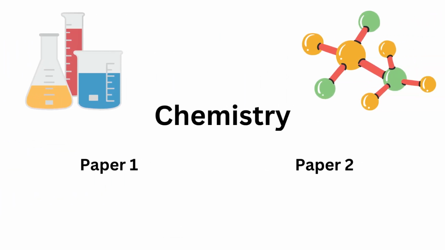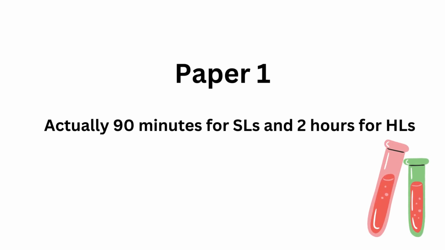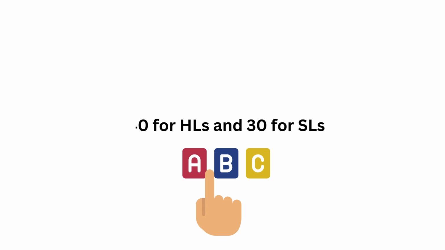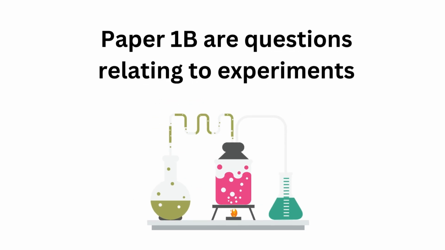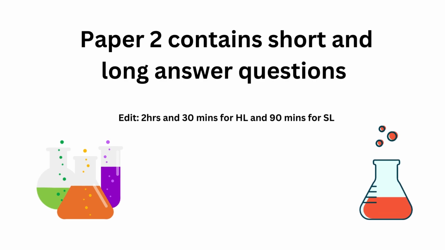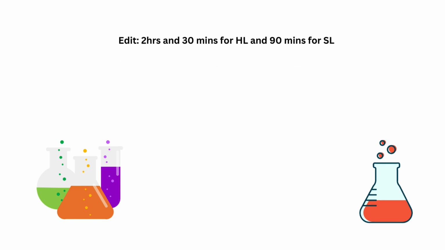Let's discuss Chemistry. Chemistry is a Group 4 science which has Paper 1 and Paper 2 as assessments. Paper 1 is a 1 hour or 45-minute exam for SLs, split into two parts. Paper 1A is the multiple choice section of the exam, with 30 questions at SL and 40 questions at HL. Paper 1B contains short answer questions which relate to practicals and experiments done in a lab. Paper 2 is 1 hour and 30 minutes for HL and has short and long answer questions relating to the topics studied in the curriculum.